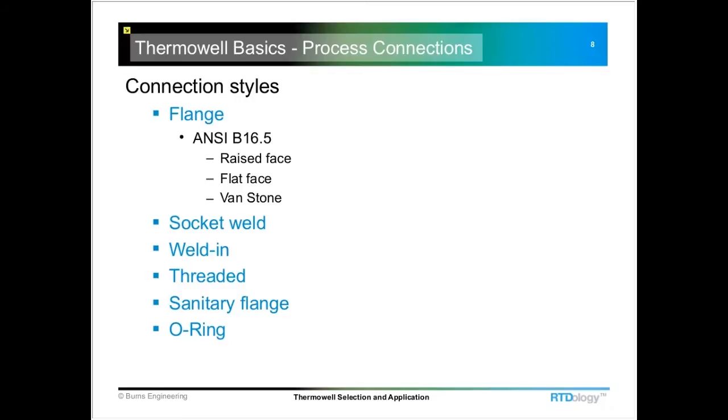Connection styles, pretty much any kind of process connection, whether it's threaded, flanged, hygienic ferrules, they can be incorporated into a Thermowell. Some of the more common ones are the ANSI style flanges, pipe flanges. There are socket weld, weld-in, threaded, sanitary flanges, and then I guess what I'd call kind of almost a semi-custom that uses an O-ring to seal it into the process.